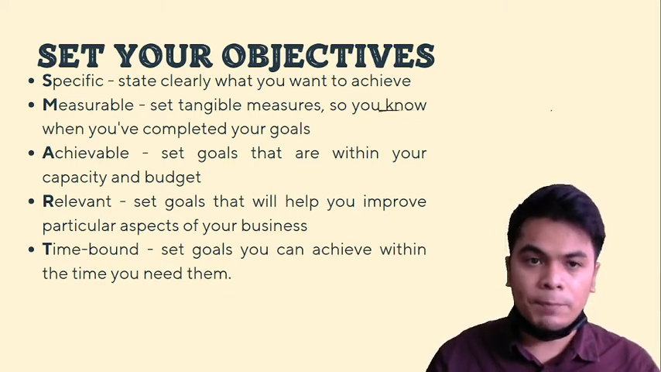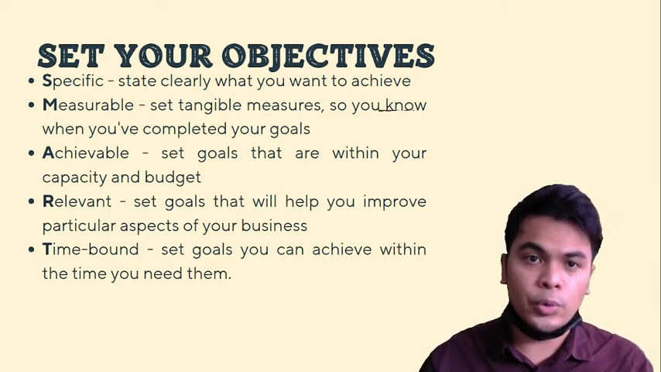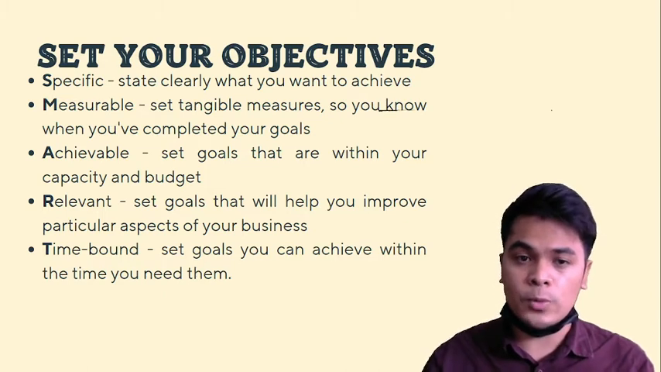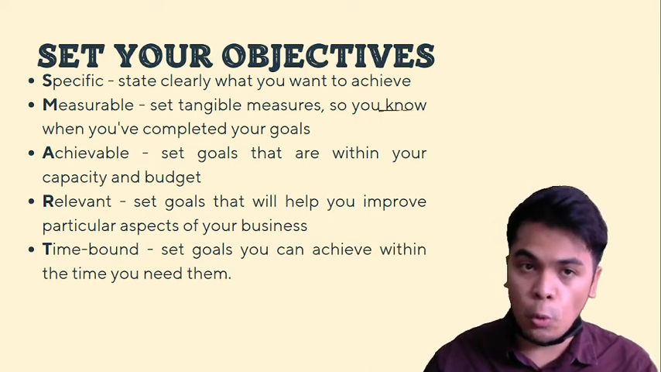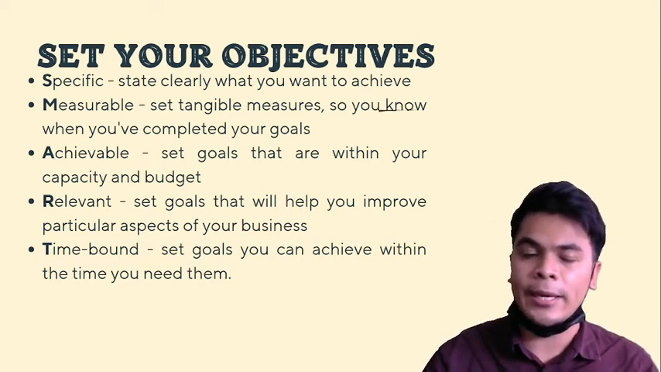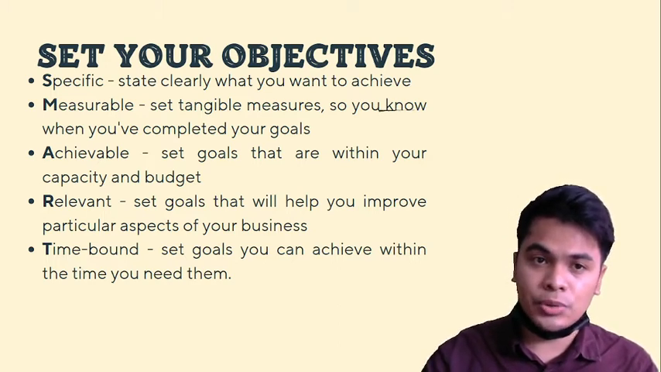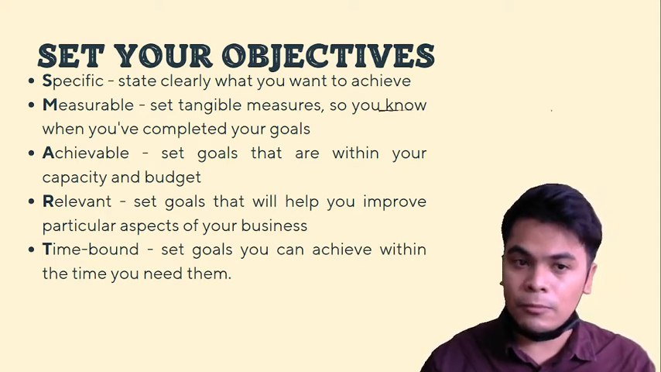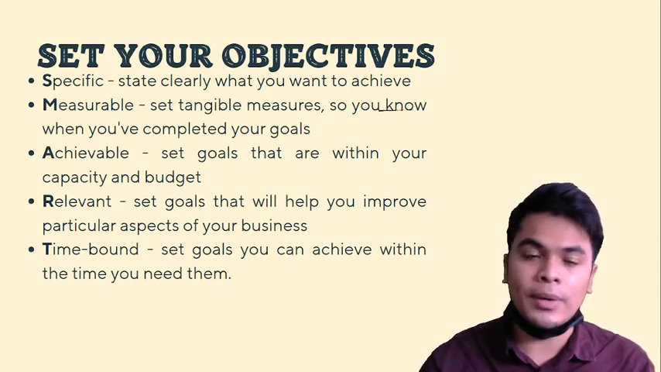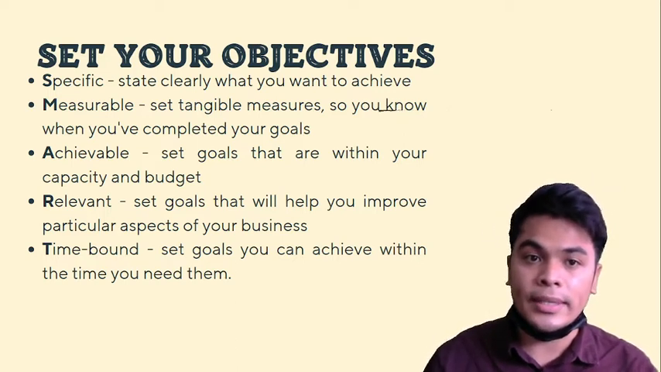Measurable: set tangible measurables so you know when you've completed your goals. We must know how to measure even the time of the research or the scope of the research. Everything should have a measure. And in relation to measurable, the next is achievable. Once we measure, we should have the capacity to reach what we measured. So that's why A is achievable. Set goals that are within our capacity.